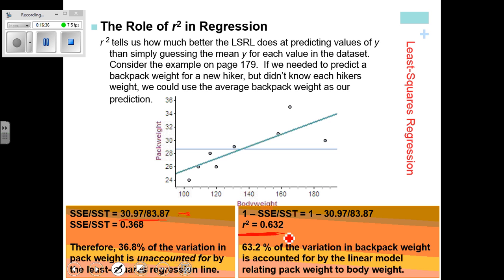63.2% of the variation in backpack weight is now accounted for by the linear model relating backpack weight to body weight. So in other words, this is all that variation we can now account for by adding in that extra variable of body weight instead of just predicting it with the mean, which is very good. Of course, the larger your percent is, the larger your R squared, the better your prediction.